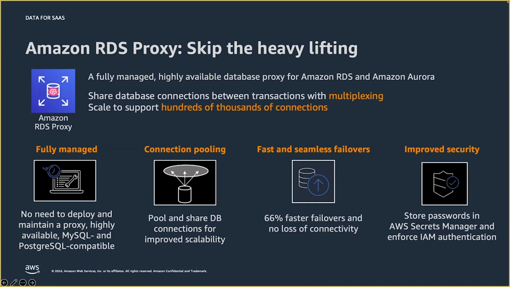So let's talk a little bit about RDS proxy and how it works. So it's a fully managed, highly available database proxy that's available for Amazon RDS, Relational Database Service, and Amazon Aurora. And as I mentioned, one of the core values of RDS proxy is that it lets you share connections between transactions using connection multiplexing. So this means that you're able to reuse connections without having to go through the overhead of opening new connections to the database.